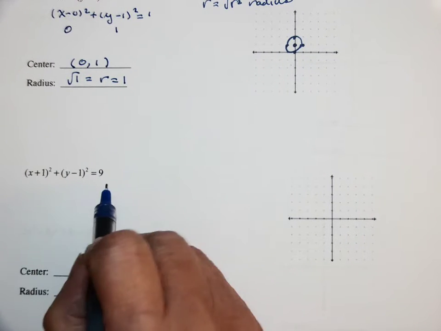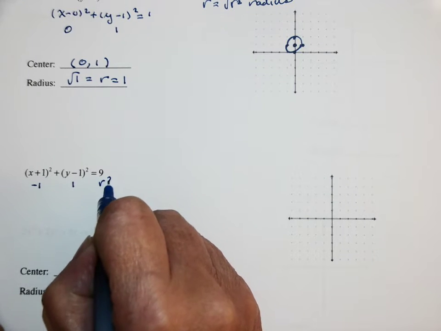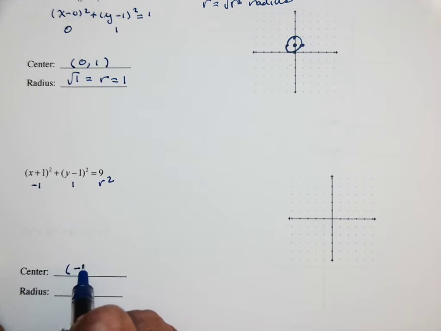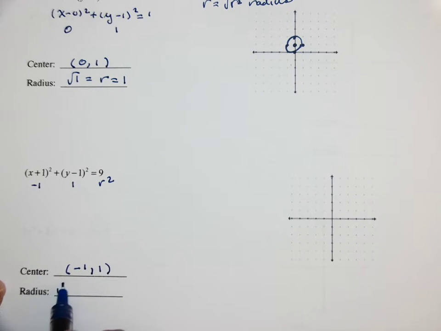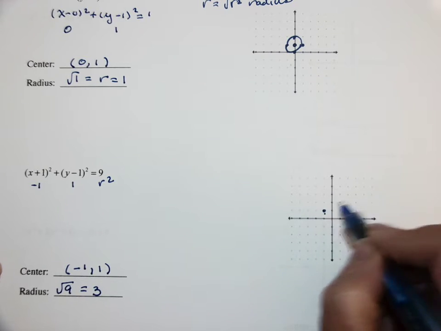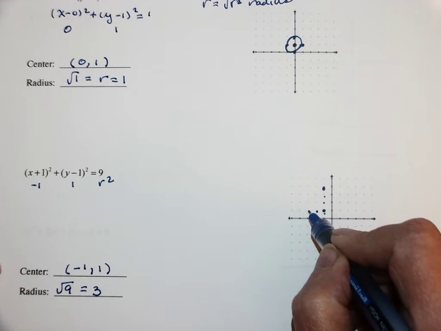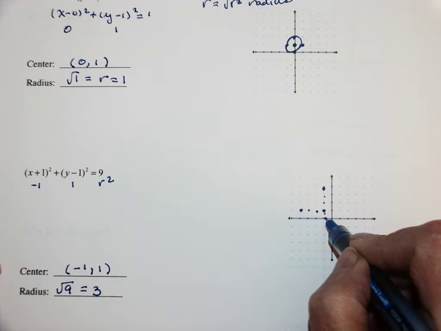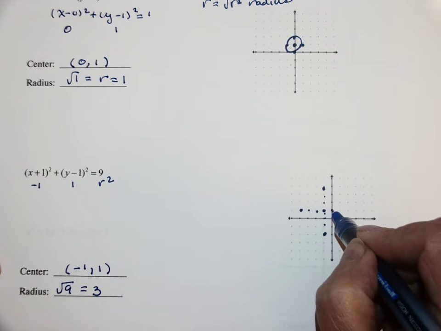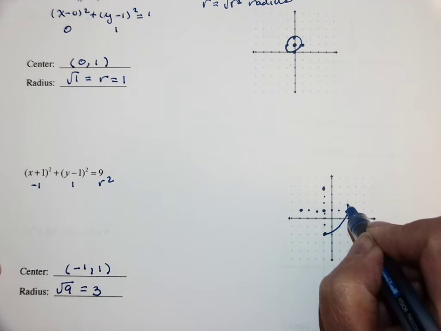Now in this instance, this is in standard form, so this is negative 1, this is 1, and that's r squared. So the center is x equals negative 1, y equals positive 1. The radius is the square root of 9, which is 3. So from (negative 1, 1), I'll go up 1, 2, 3. I will go left 1, 2, 3. Go down 1, 2, 3. Go right 1, 2, 3. And then we connect the dots.